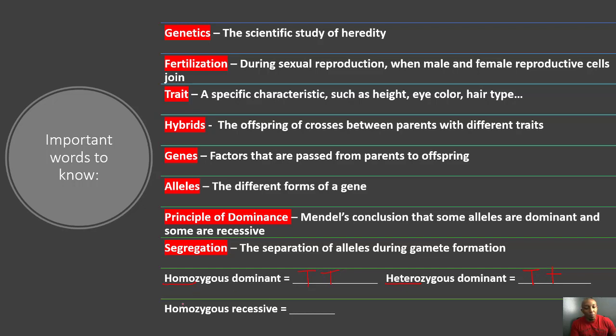And then if you look at homozygous recessive, remember once again, homo means the same. Since it's recessive, those big T's are not going to show. So the way we would show that is by putting two small t's. Just to recap, if it's homozygous dominant, you're going to have two big letters. If it's heterozygous dominant, you're going to have an uppercase letter and a lowercase letter. And if it's homozygous recessive, you're going to have two lowercase letters.